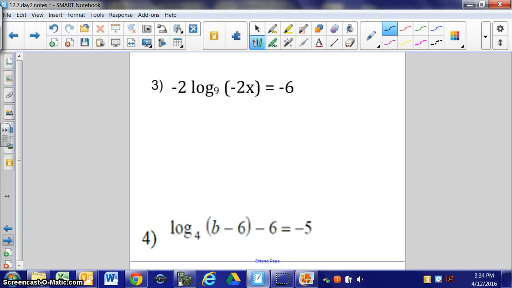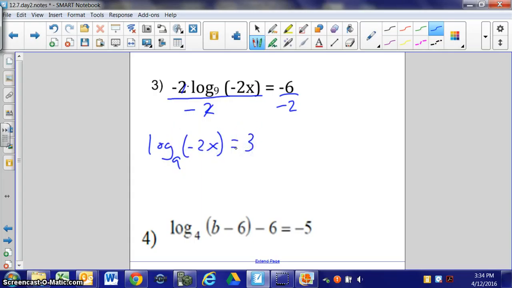Alright, here we go. We kind of have only one log. Well, we do only have one log, but it's not quite isolated. So notice that this is -2 times log base 9 of -2x. So what we want to do is we want to isolate the log. So I'm going to divide everything by -2, and then I have to do that to the other side as well. The -2's will cancel, and I'll have log base 9 of -2x equals +3.